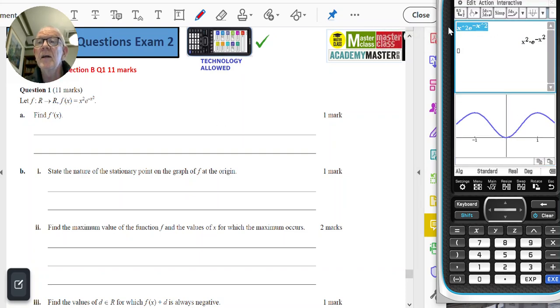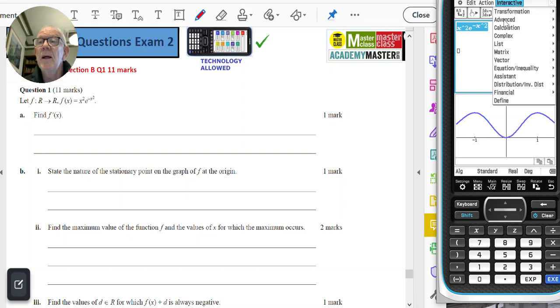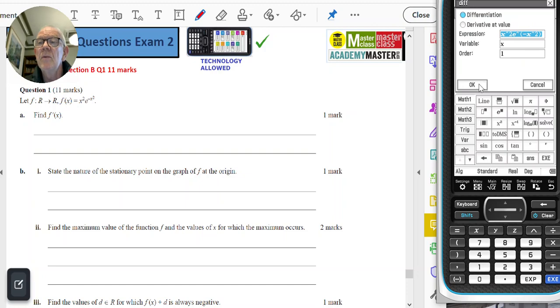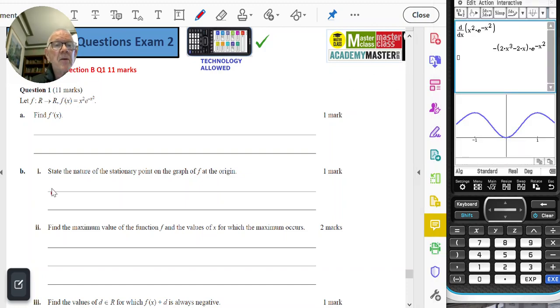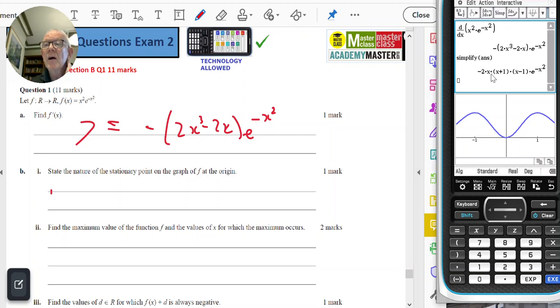Okay, I can easily do that. Don't you dare do it by hand. Calculation, derivative with respect to x, and then you just write the answer. So f dash of x equals, it's 1 mark, so just negative 2x cubed minus 2x e to the minus x squared. Don't try and simplify it. You can if you like, you can write that instead. Doesn't really matter what you write, as long as they're all correct.